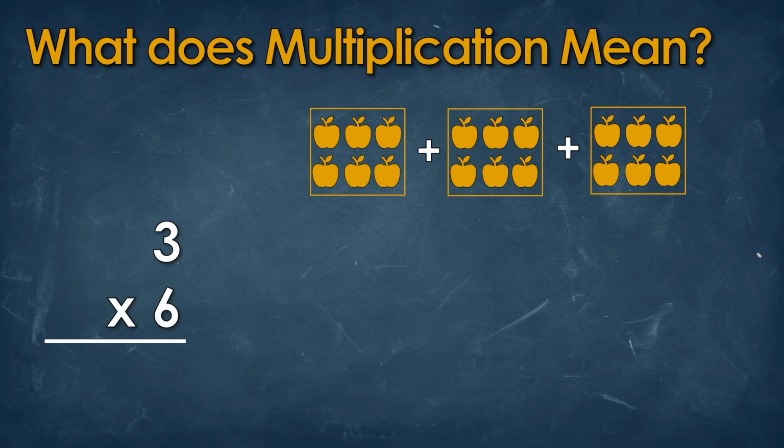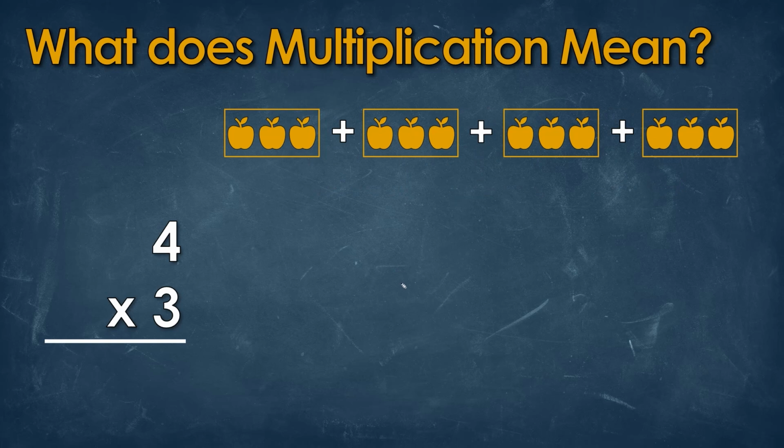Now let's take a look at this example. So we have 1, 2, 3 groups, right? 3 groups with 6 apples in each group. And we can count that. 1, 2, 3, 4, 5, 6, right? 1, 2, 3, 4, 5, 6. So let's add that all together. So we have 6 here. This will be 7, 8, 9, 10, 11, 12, 13, 14, 15, 16, 17, and 18. So we know that 3 times 6 is equal to 18.